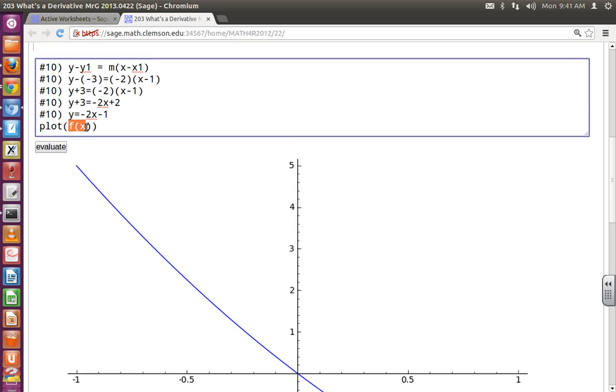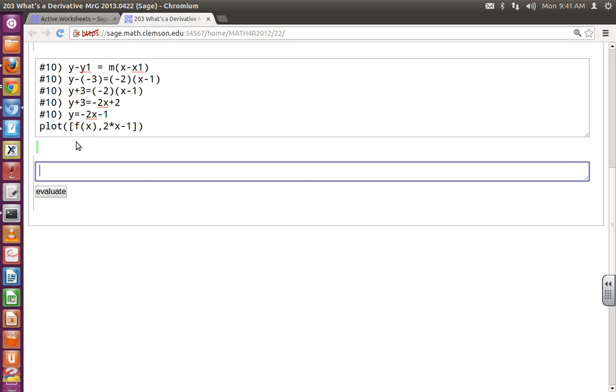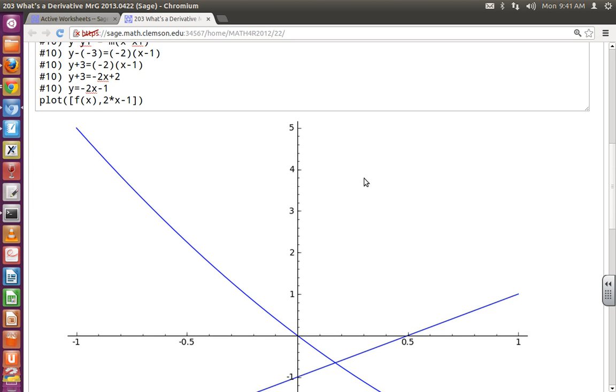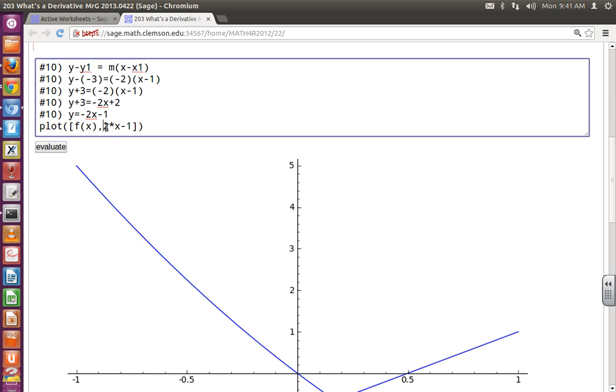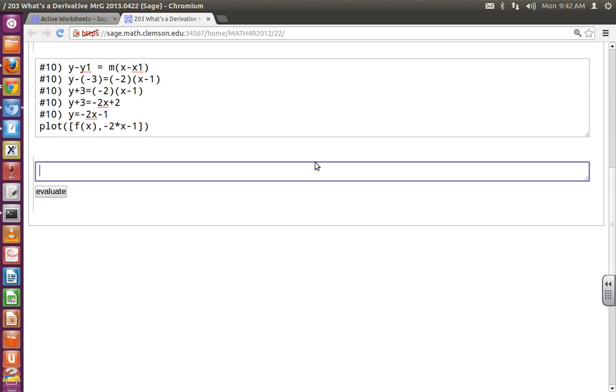What else should I graph? I graphed the function. Now I want to graph the tangent line to that function at x equals 1. Do you remember how to graph more than one thing on the same axes? Right, we've done this. I want to graph the function and this. Let's put it in square brackets, comma, 2 times x minus 1. So that lets me graph two things at the same time. Wait, oh, it's negative 2. Whoops, negative 2. All right, there you go.